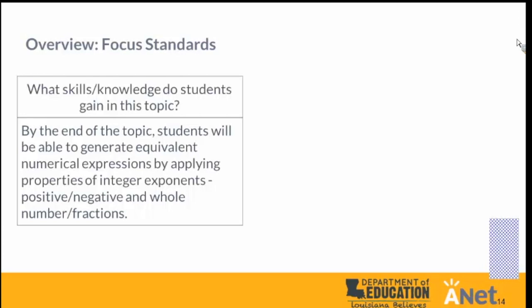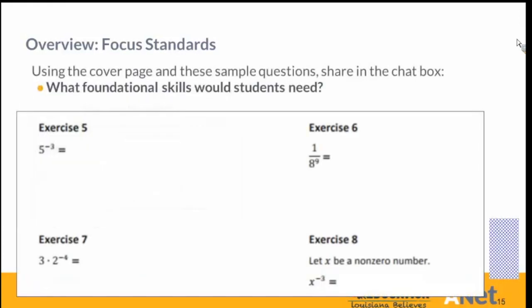The next thing I want us to think about is what we learned on the cover page about what the topic is about, and looking at these sample questions which come from this Eureka module. Share with each other or write down on a piece of paper what foundational skills students need. So what are the prerequisites? What skills do students need that are coming from their 6th or 7th grade or even prior work that would set them up to be successful with this content? Pause the webinar to make your list.